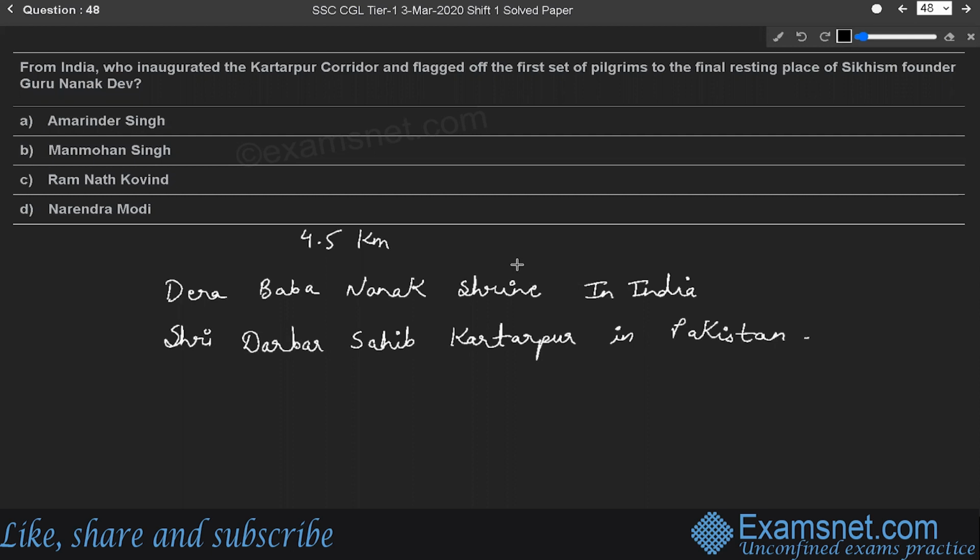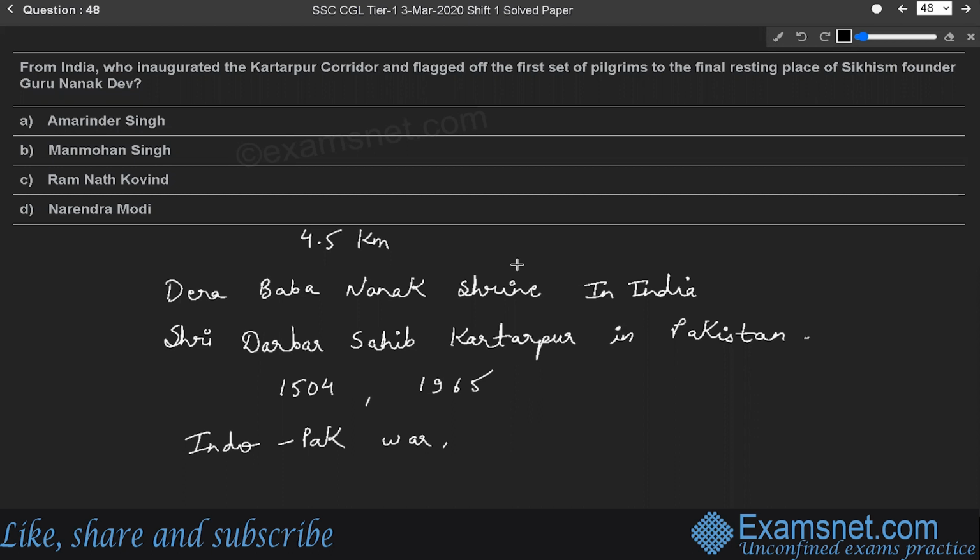So why was this corridor made? Just to form a connection between these two places. Also, the Kartarpur Sahib was founded by the first Sikh Guru in the year 1504. But after this, Sikhs could informally access the site till the year 1965 only, because 1965 was the year of the Indo-Pak War. And after the Indo-Pak War that was held in 1965, the border regulations were made strict. That is why Sikhs could access the site till 1965 only.